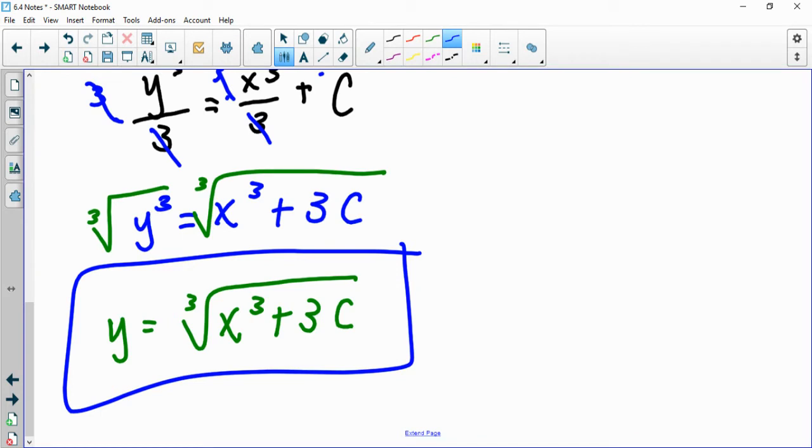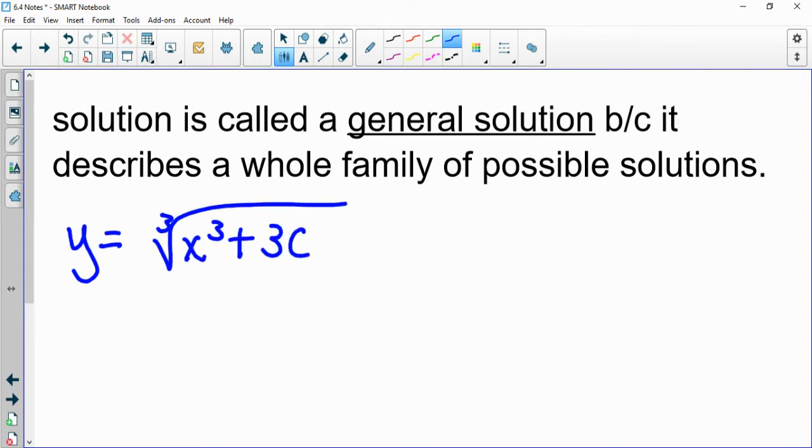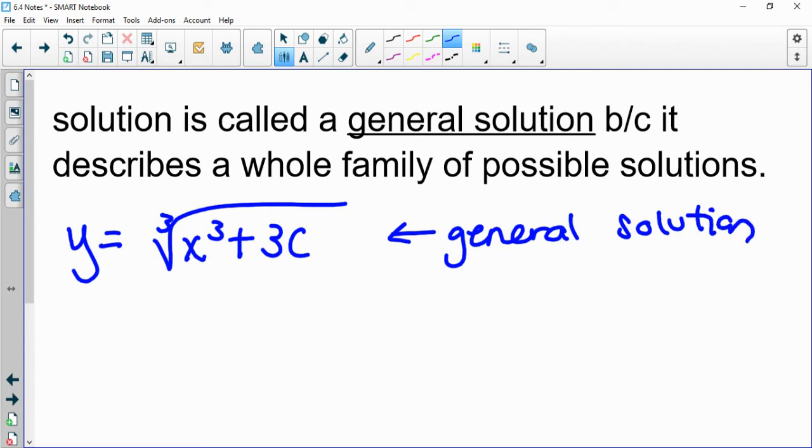Great job. Now, technically, that solution is called a general solution, because we had y equals the cube root of x cubed plus 3c. Depending on what this c is, that's going to give us different equations that will graph differently. They'll all be related, but they'll also all be slightly different. Okay, so this is a general solution. Anytime you have your c still in your answer, that's a general solution.